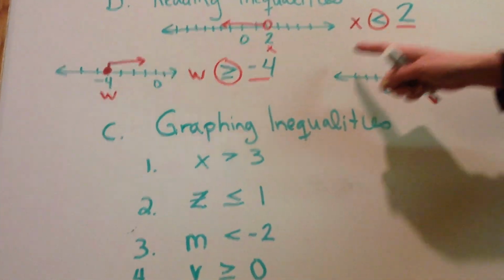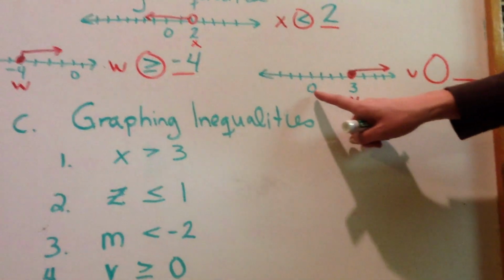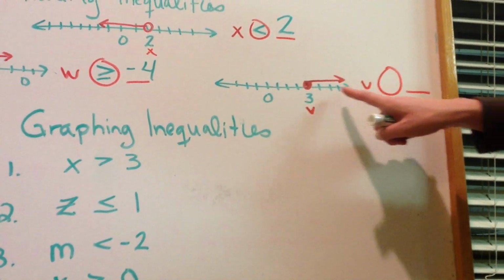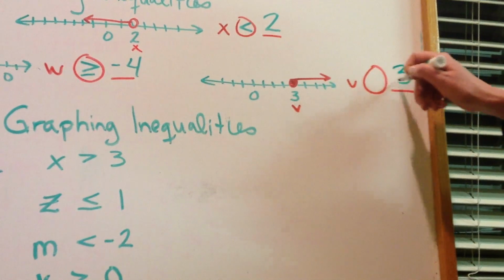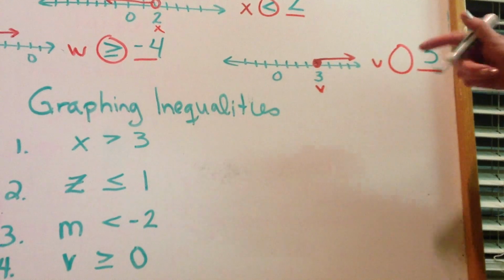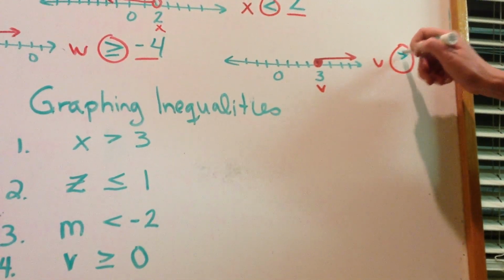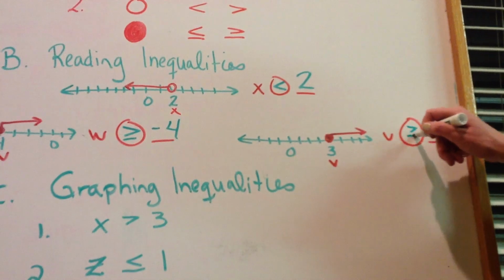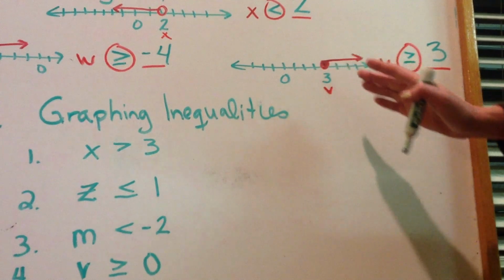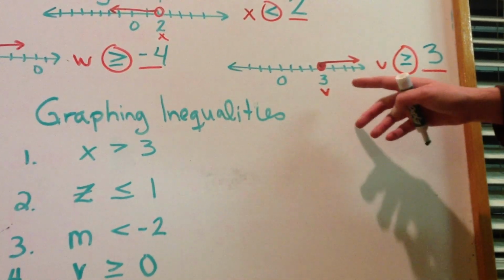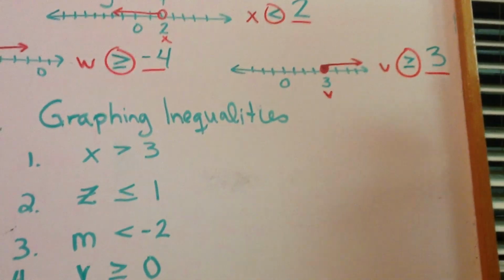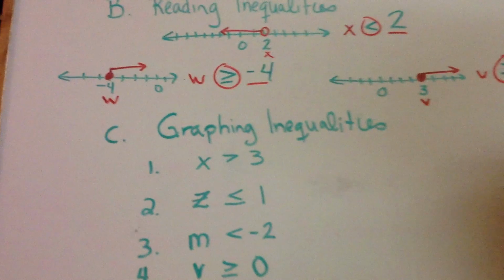So the last one right here, we're going to look at again. We have again a 0, and then we have our number. It has our letter underneath it, V. And what about V? Well, V is 3. But is it exactly 3 or bigger than 3? Let's look. The dot is filled in, and it's going to the right, which means greater than. And it's filled in, so we're going to put equal to. So V is greater than or equal to 3. So it could be 3.1, it could be 3.11, it could be 3.111111, it could be 4. There's so many answers, I can't say them all. So that's reading inequalities.